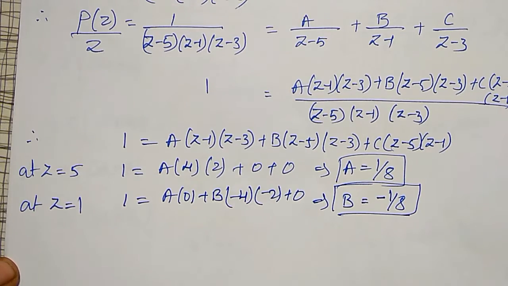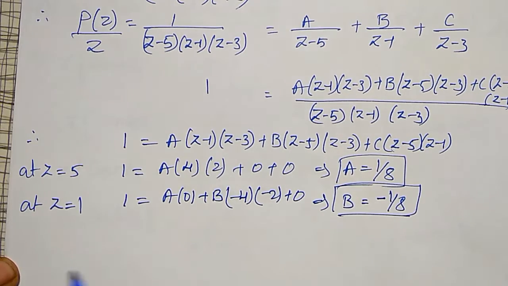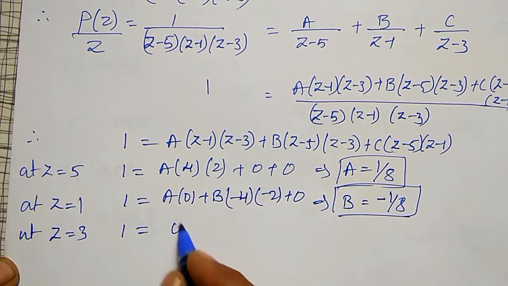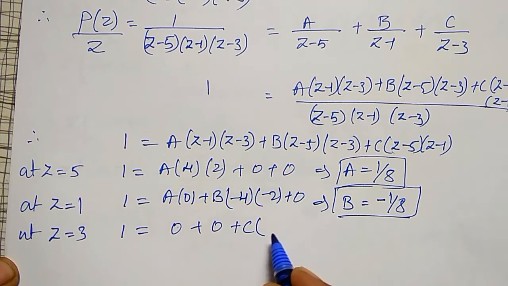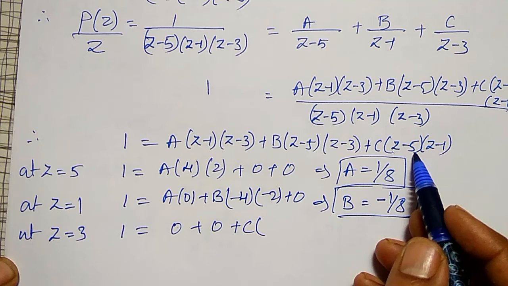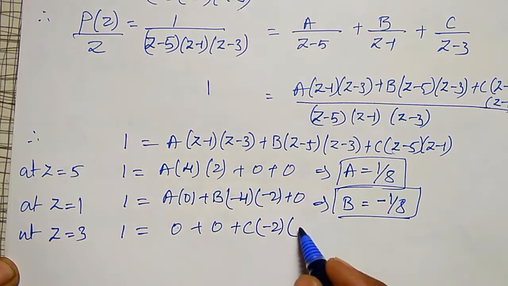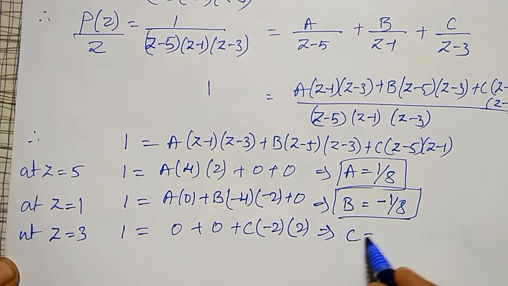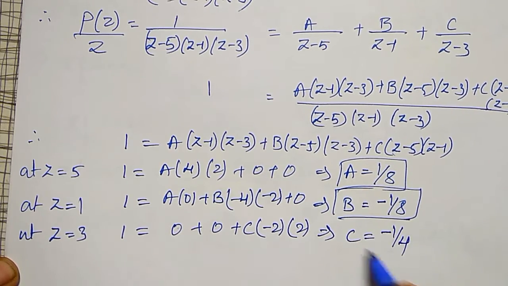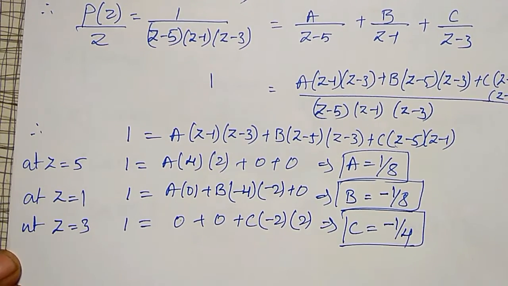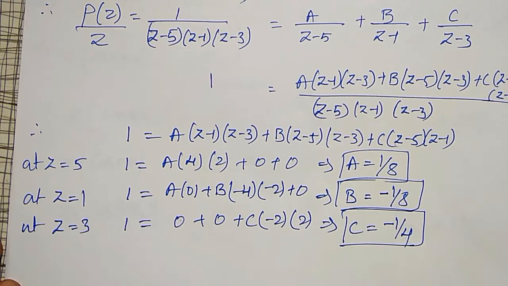Similarly, c value I have to find out. To find out c value, I will use z equal to 3. At z is equal to 3, I can write 1 is equal to 0 plus c into (3 minus 5), which will become minus 2, (3 minus 1) will become 2, which implies my c is equal to minus 1 by 4. Therefore, for P of z, I will calculate the inverse z transform and keep it ready. I will come back here.